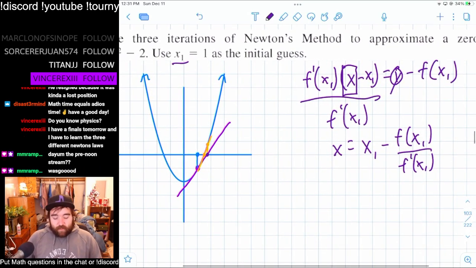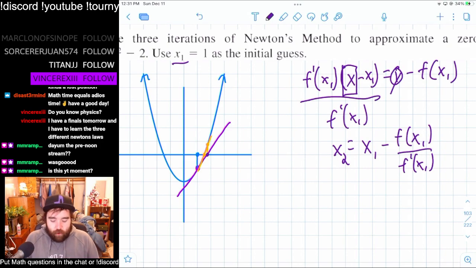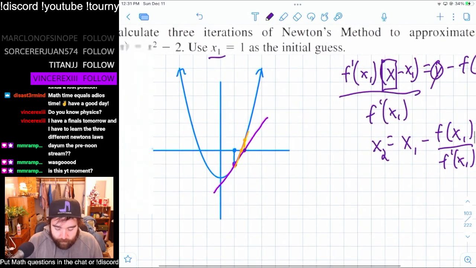And that's the process to get the new x value. And that's just from writing the equation of the line. That's not from trying to memorize Newton's method or anything like that. So let's use that to find our new point and see how good that approximation looks.